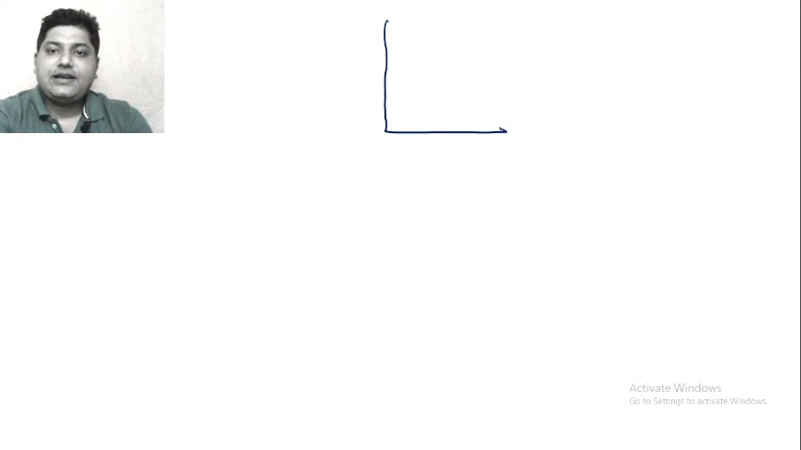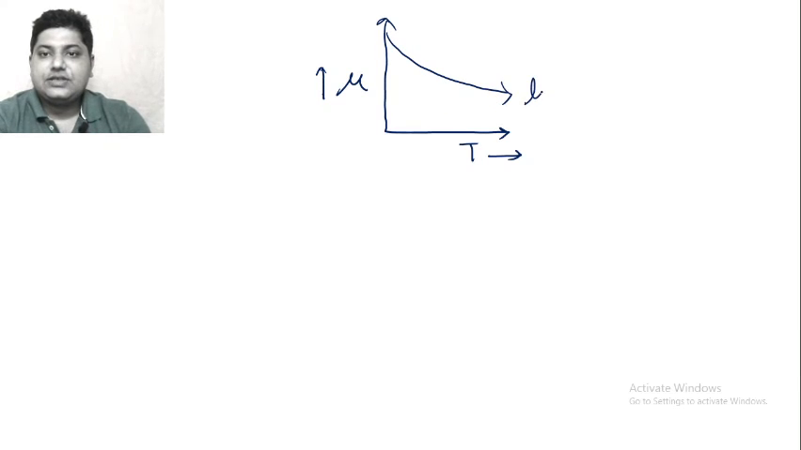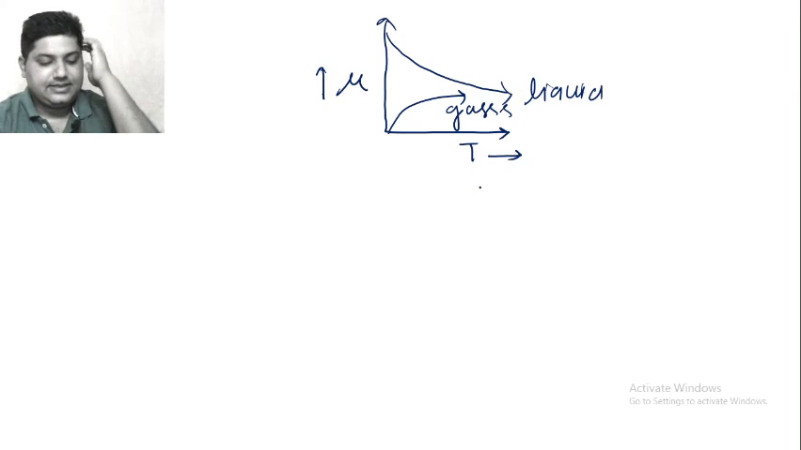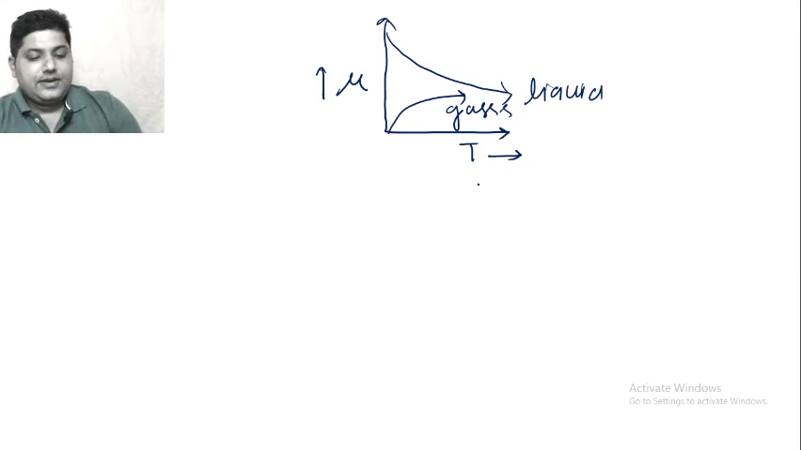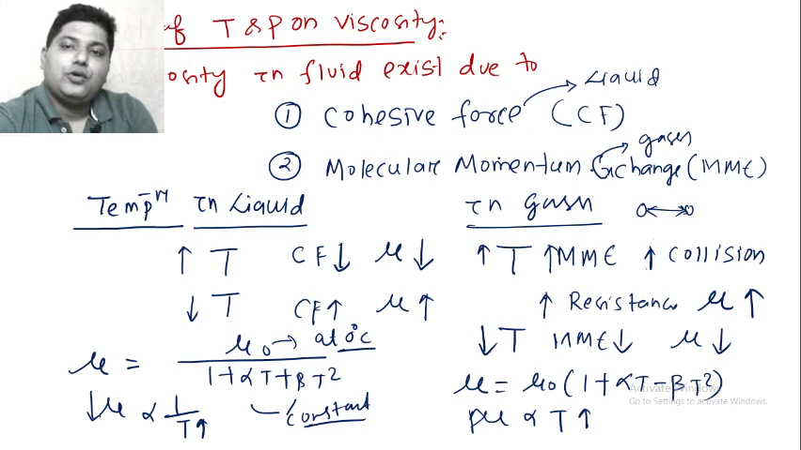We need to understand this in a graph, so we need to draw a graph. This is temperature on the x-axis and viscosity on the y-axis. For liquid, with an increase in temperature, the viscosity decreases. This is the curve of the liquid. For gases, if you increase the temperature, the viscosity increases. This is the gases. Okay, so I hope we have gone through this in today's lecture.